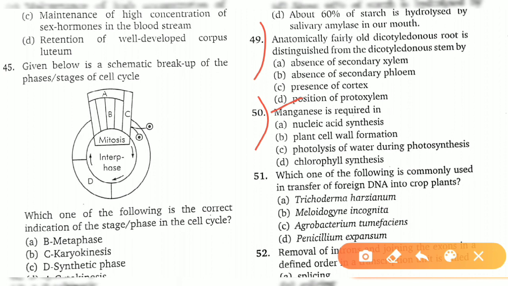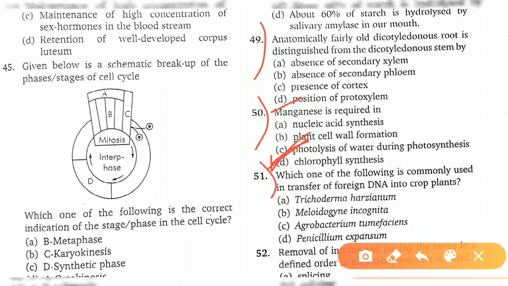Now 50th question. Magnesium is required in nucleic acid synthesis, plant cell wall formation, photolysis of water during photosynthesis, and chlorophyll synthesis. So, the answer is photolysis of water during photosynthesis.